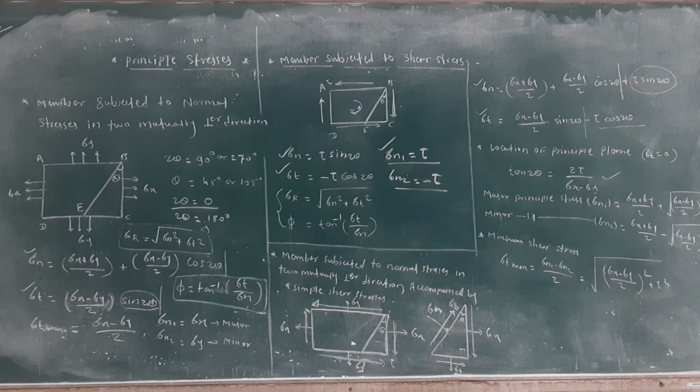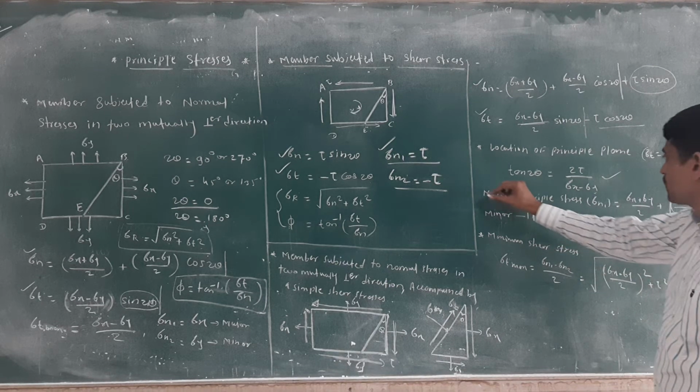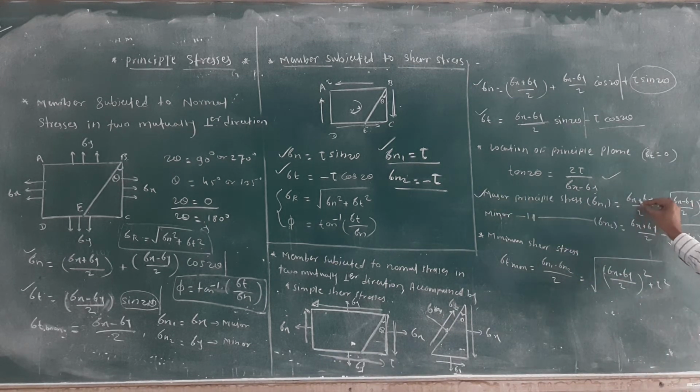Then next we want to find out the major principal stress, denoted by sigma n1. How to calculate it? Check that: sigma x plus sigma y divided by 2 plus root of (sigma x minus sigma y divided by 2) square plus tau square. You should remember this formula. Again, this depends on the value of theta, when we will get the maximum and when we will get the minimum.